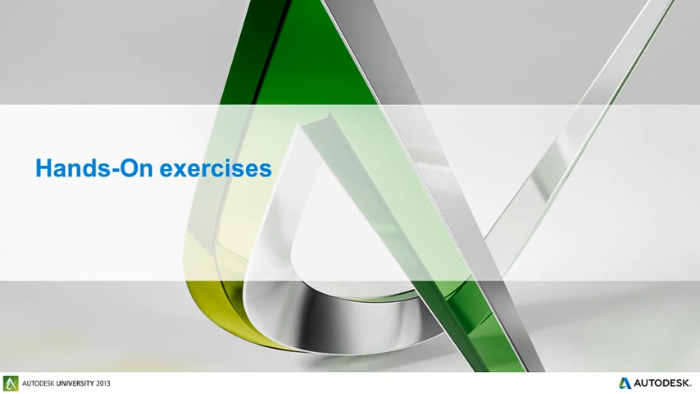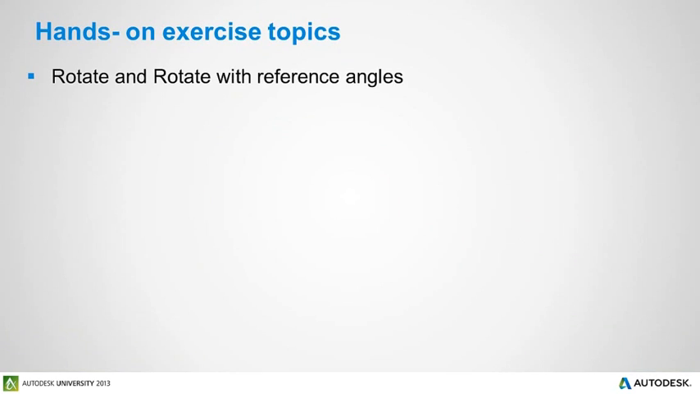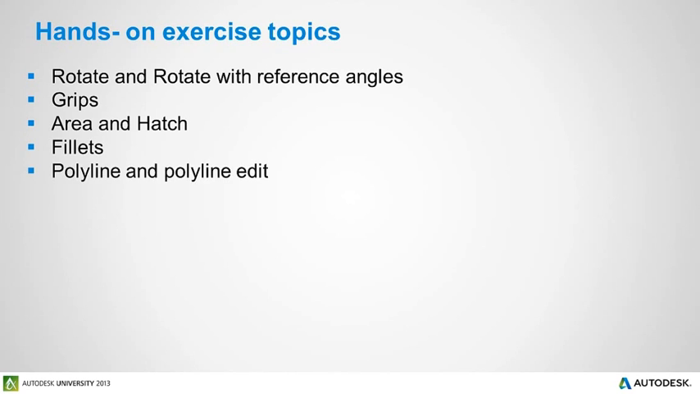The hands-on exercises address our second objective. And for the topics we're going to look at, based on the time that we have, we're going to look at rotate and rotate with reference angles. We're going to look at different variations of grips on different objects and how to calculate area using the area command and hatch, as well as hatch objects and editing those objects. We're going to look at different objects and how to apply fillets, and also the varying differences between polylines, how to edit those, and to make modifications.